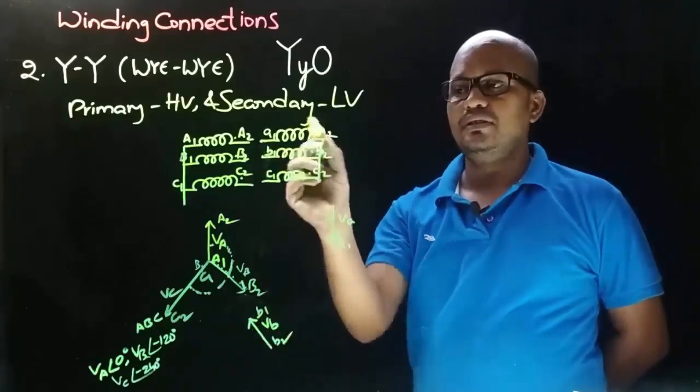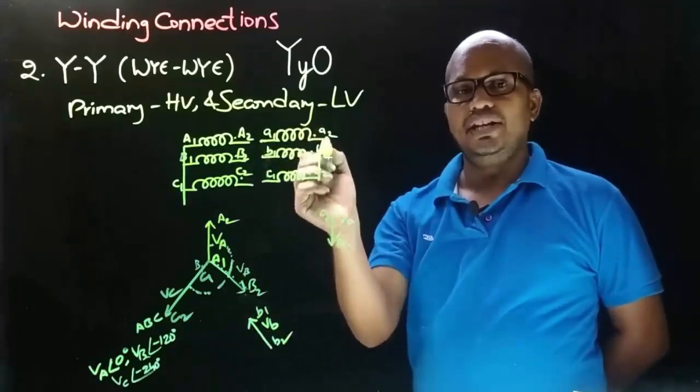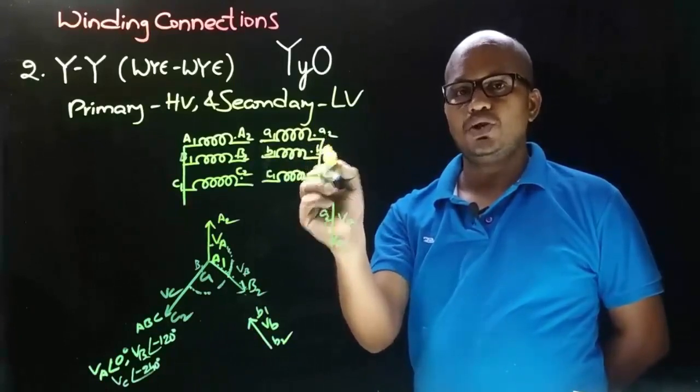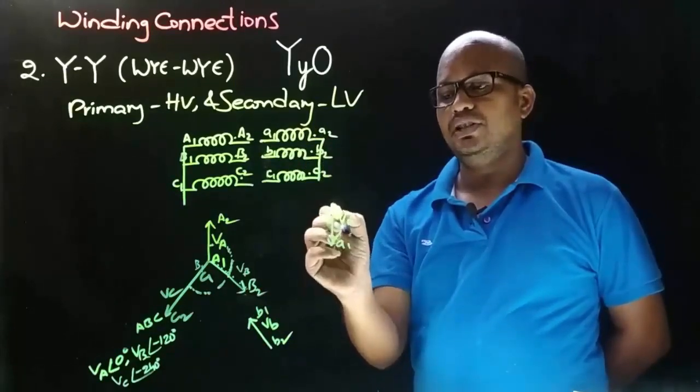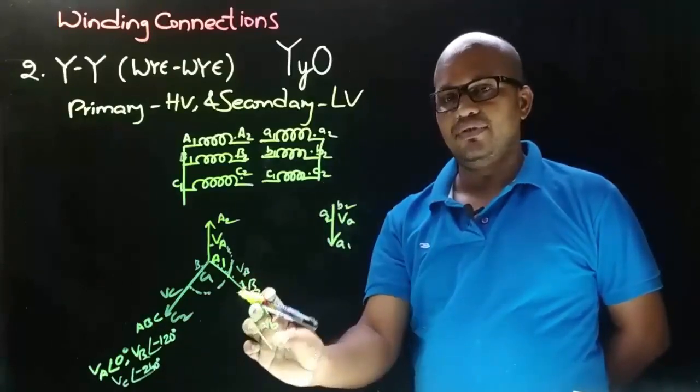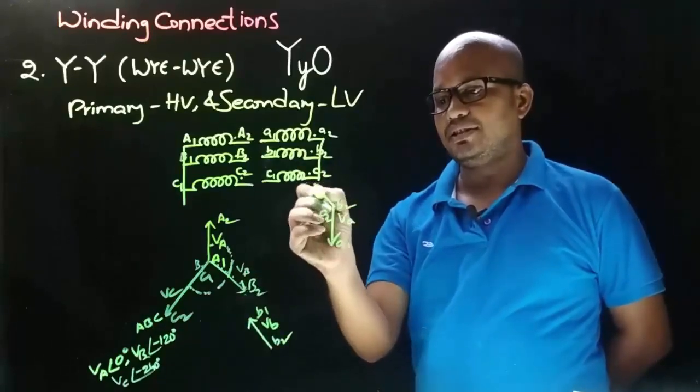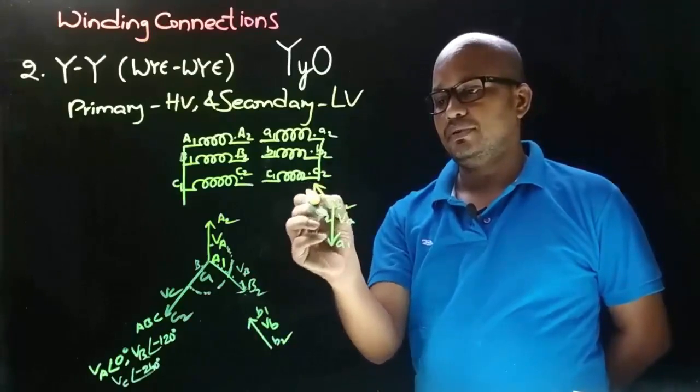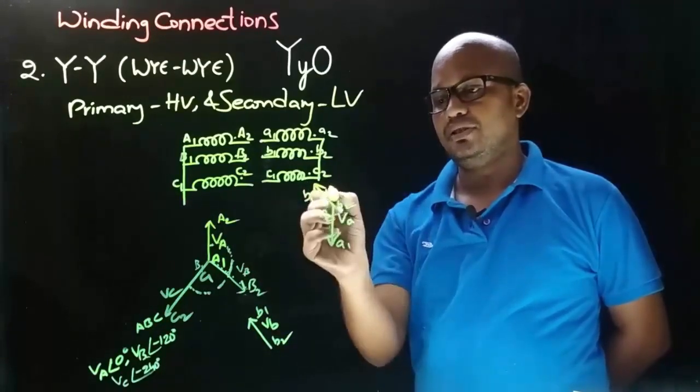And observe in the secondary side winding connection that A2 and B2 are joined together. Means here in the phasor diagram, to A2 there will be B2. So this phasor will be drawn like this. This is B1. So this is the VB phasor.